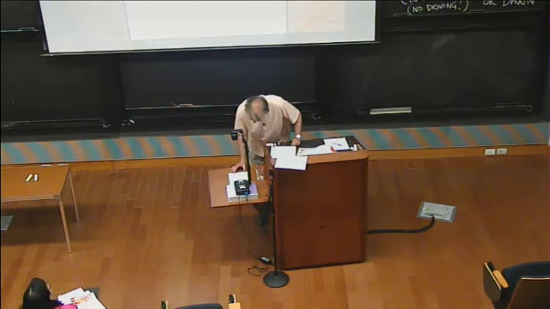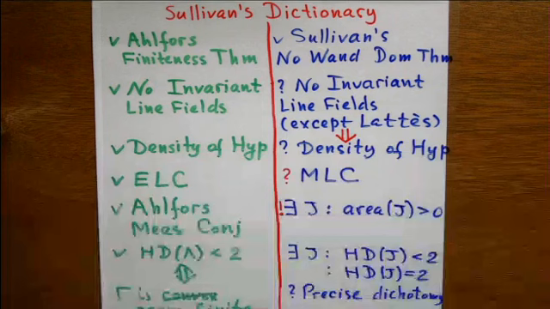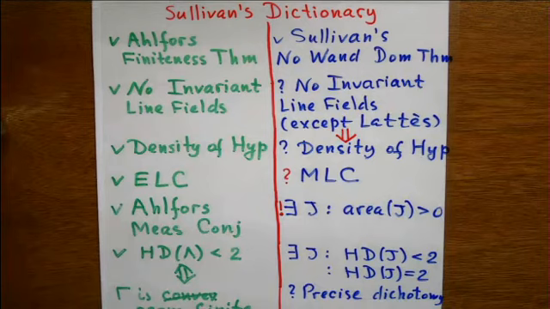So, on Sullivan's dictionary, here is the current situation. Of course, the biggest success, which originated the whole story, is this line: Ahlfors' finiteness theorem versus Sullivan's no wandering domain theorem. Then there is no invariant line field, which was proved by Dennis already in the 70s, and which is an open problem in holomorphic dynamics. Then there is the problem of density of hyperbolicity. This is the line of Kleinian groups and hyperbolic geometry. This is the line of holomorphic dynamics, obviously. That is the column of holomorphic dynamics.